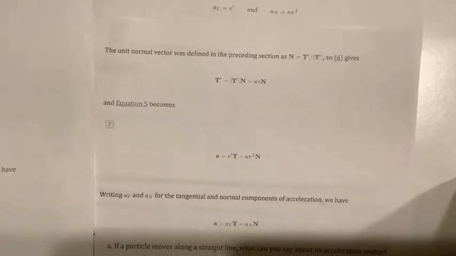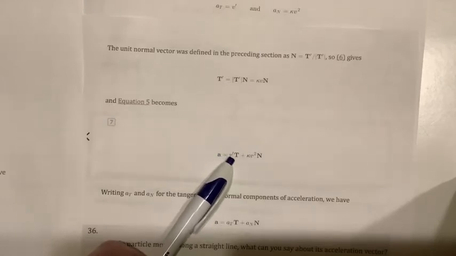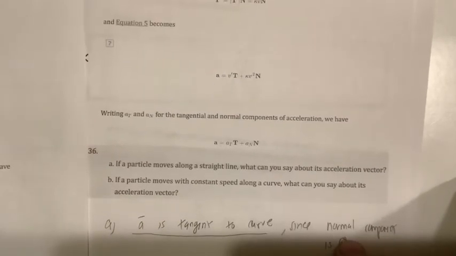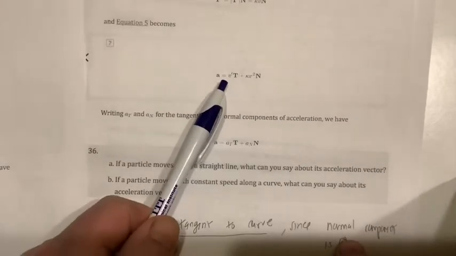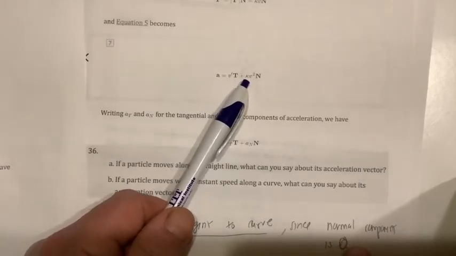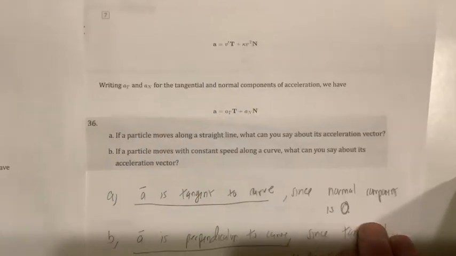So the acceleration vector becomes v prime, the derivative of the speed, times T, plus kappa v squared times N. That's what we wanted to show. The acceleration vector is the change in the speed times the unit tangent vector, plus the curvature times v squared times the unit normal vector. That's what we wanted to show.